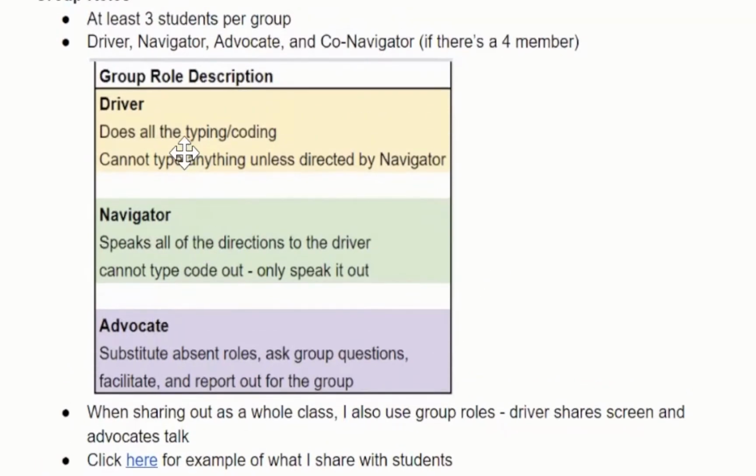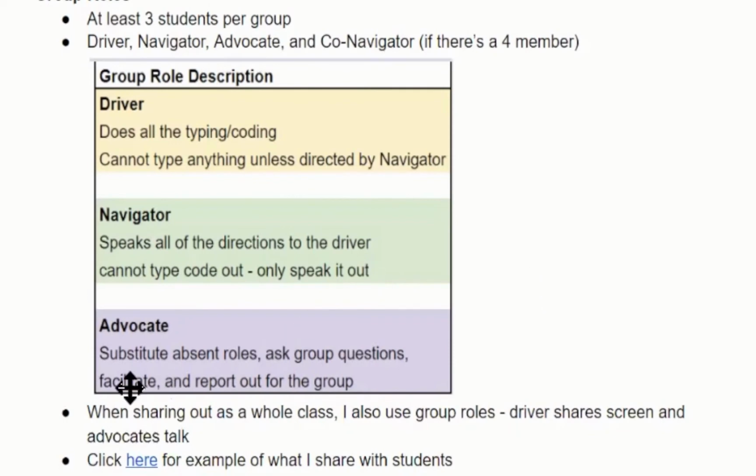And so the driver is always sharing their screen, the navigator is supposed to speak, and the advocate is the person who will share out during class. So they have to pay attention because they're doing the sharing out and they have to ask me for help.